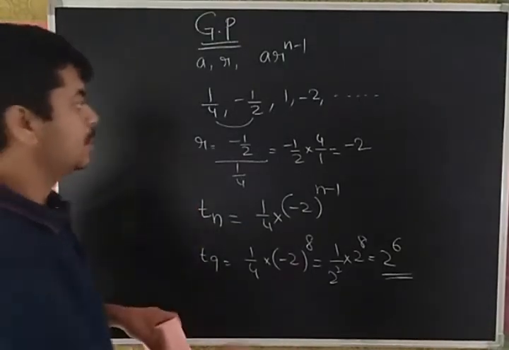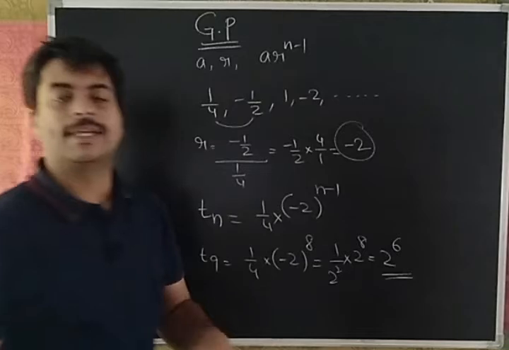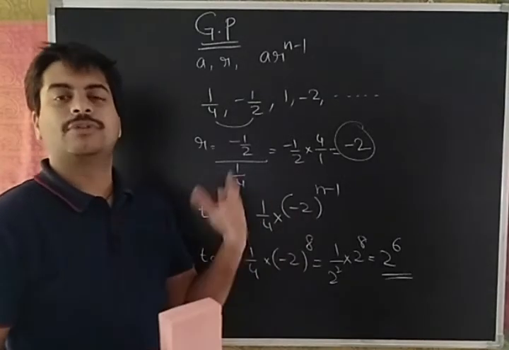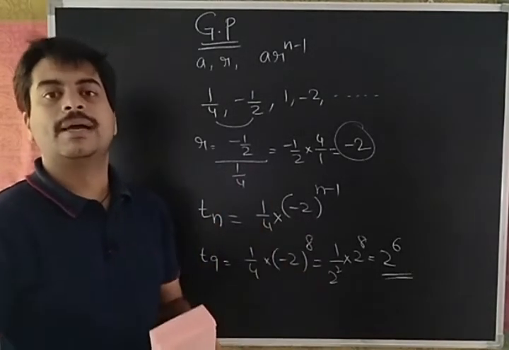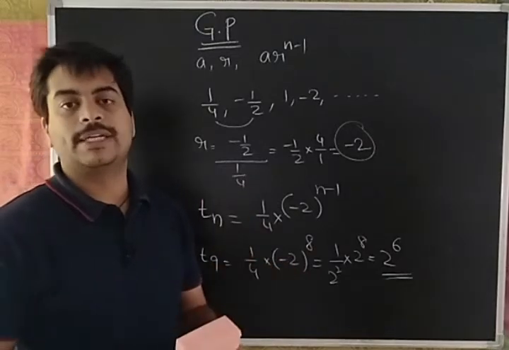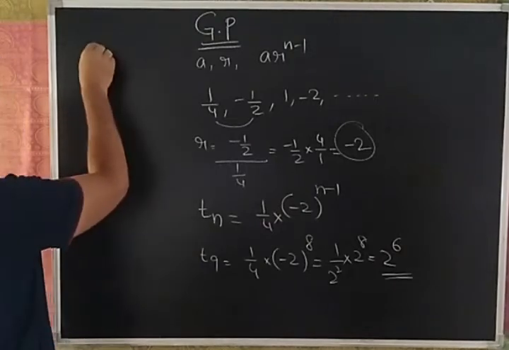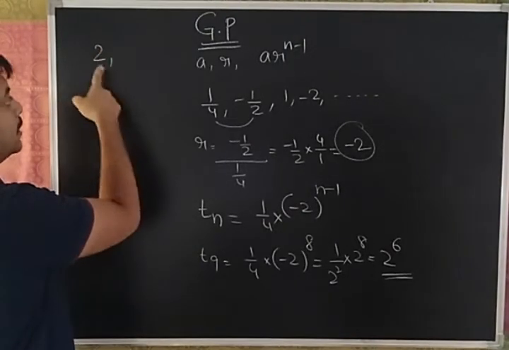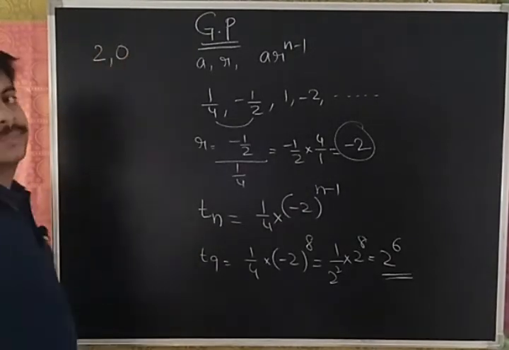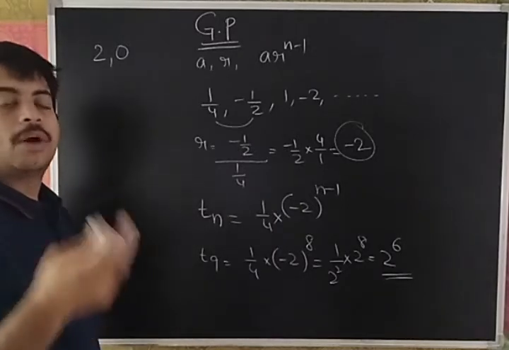See, the common ratio is negative, students. The common ratio can be positive, can be negative, can be a fraction, whatever number it is. It cannot be equal to 0. What happens if the common ratio is 0? If the first number is, let us say 2, you multiply 0 to this one, the next element becomes 0.